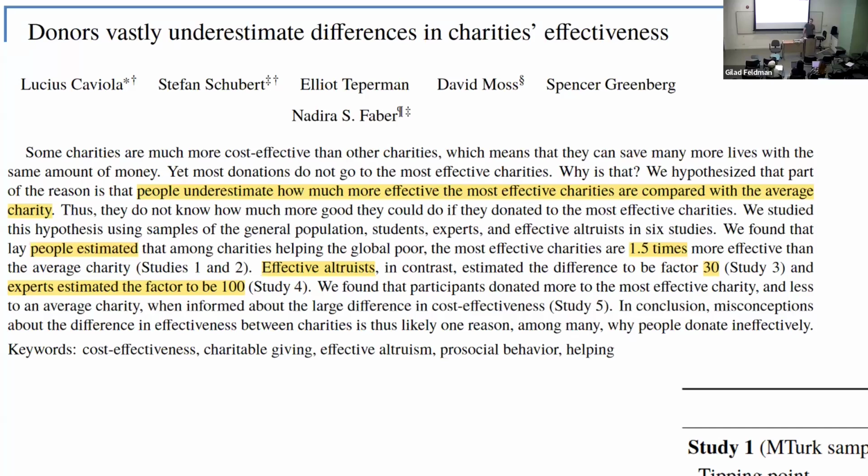And then they went to effective altruists. These are people who are really trying to do the most good in the world. People who were going to show up on Friday to Peter Singer's talk, and they asked them what they think the difference is between choosing the worst and the best. They say a factor of 30. This is study 3, and then they asked experts, like the folks who work at GiveWell, or people who actually understand the charities and evaluate them from within, and they say it's up to a factor of 100. So it seems to be a big gap.